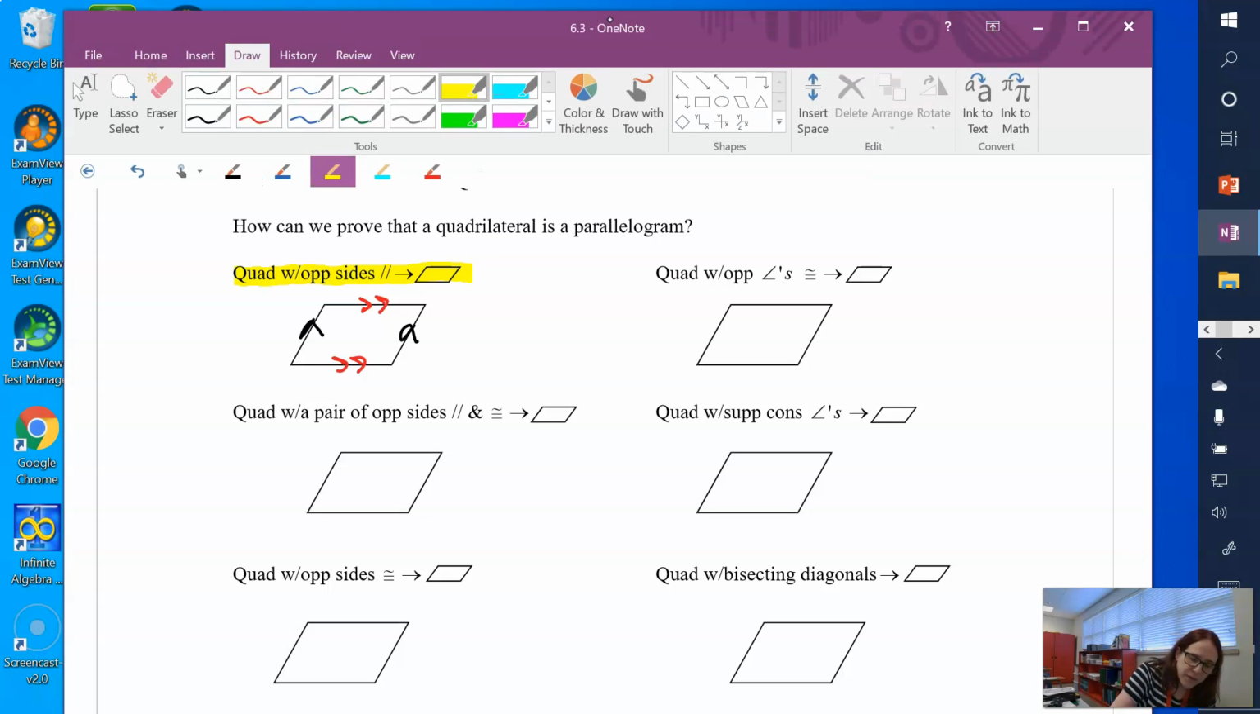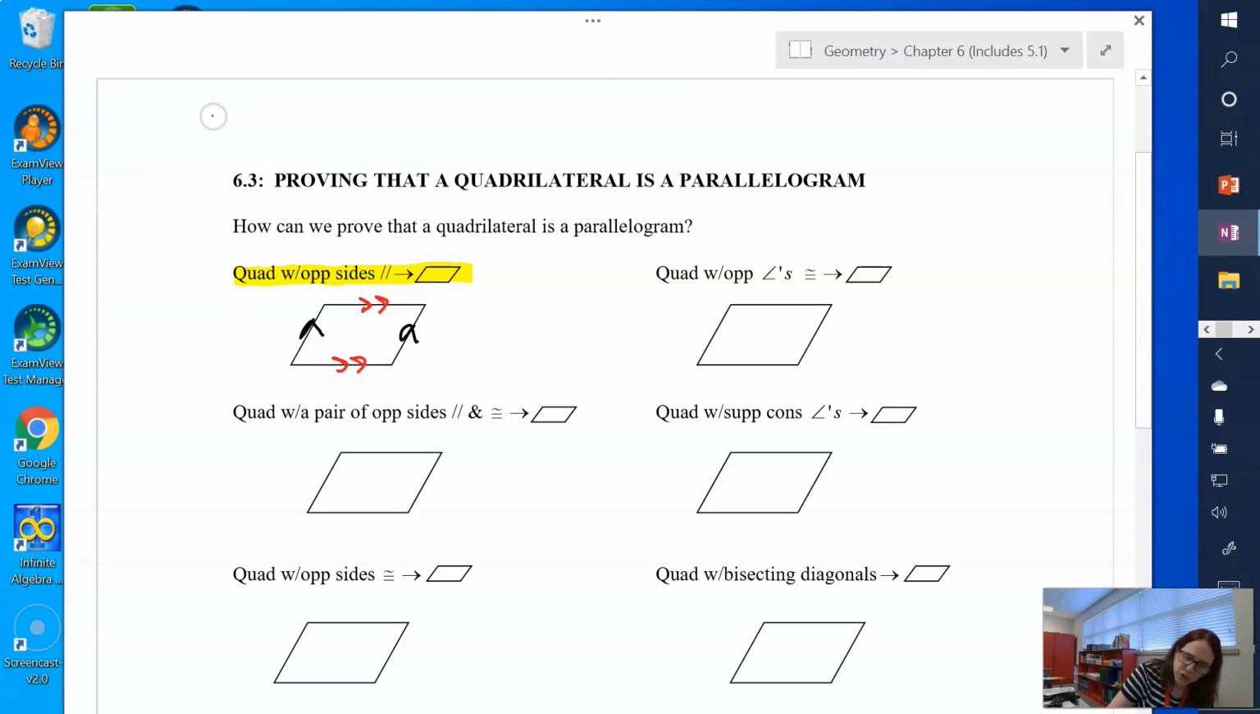Same thing if you have opposite angles congruent. So look at this one. Those two are opposite angles, and if those two opposite angles are congruent, then we have a parallelogram.